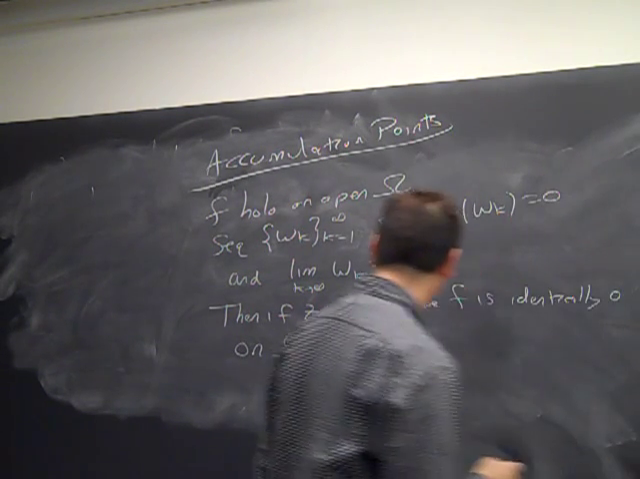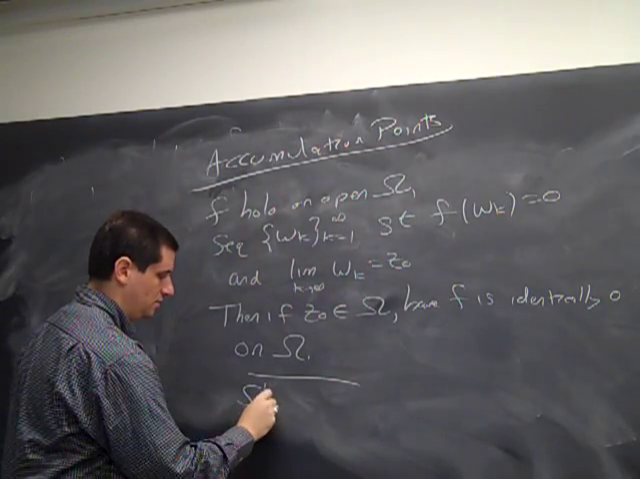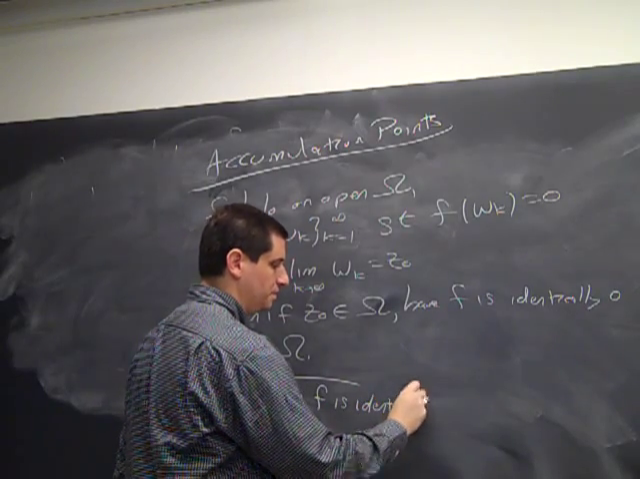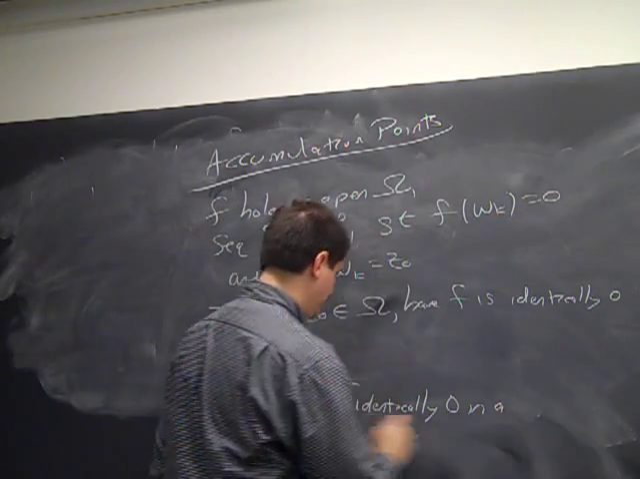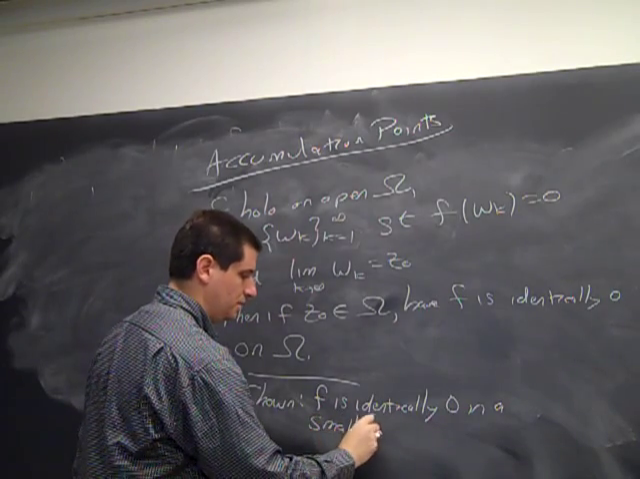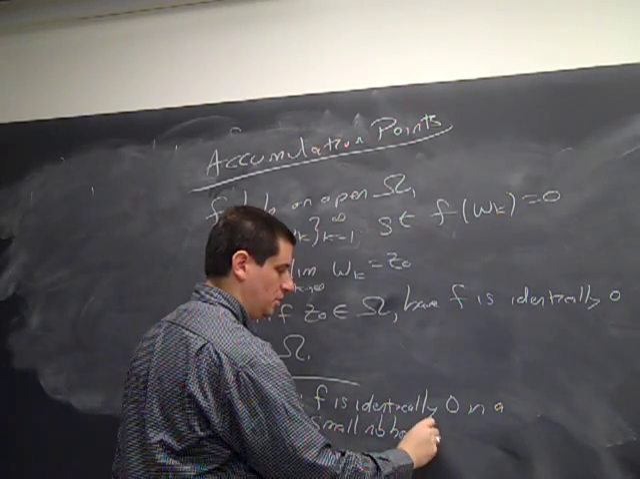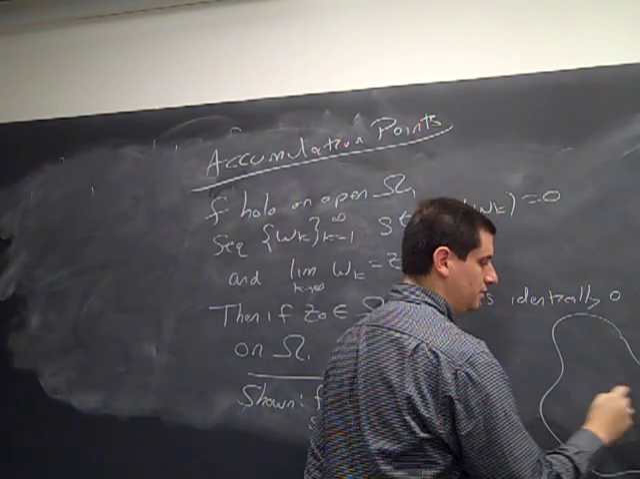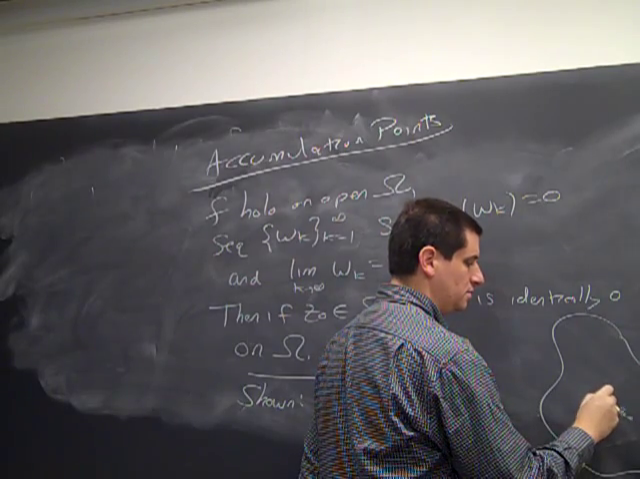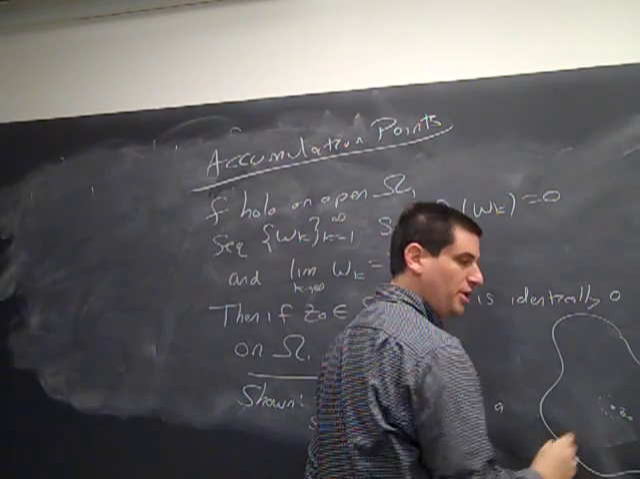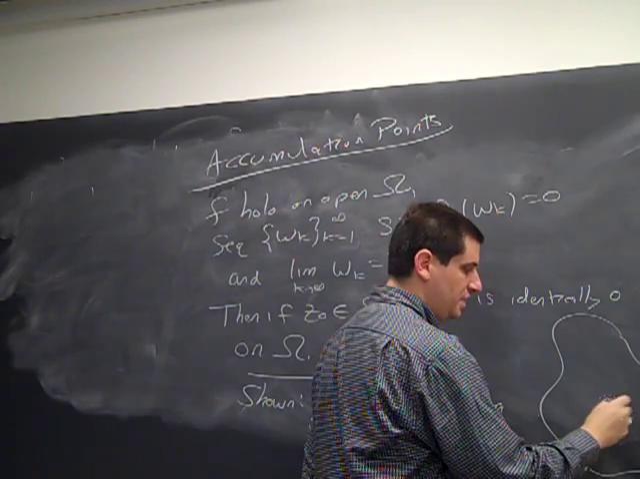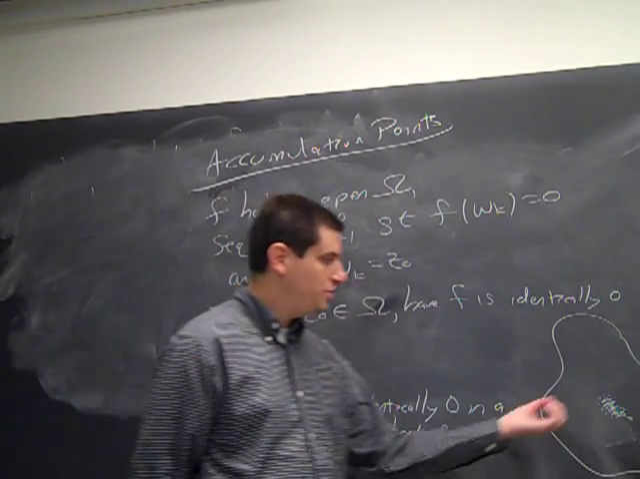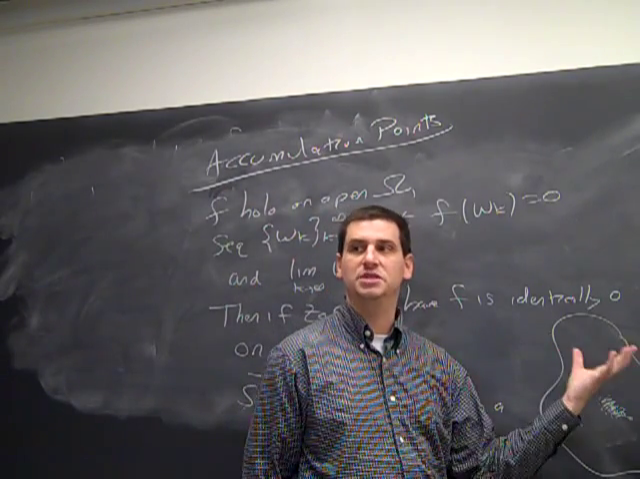So we've now shown f is identically 0 in a small neighborhood of z0. So here's the situation. Here's omega. Here's z0. Here's a small disk about z0. And inside this disk, my function is identically 0. I now want to extend this and say the function has to be 0 everywhere.